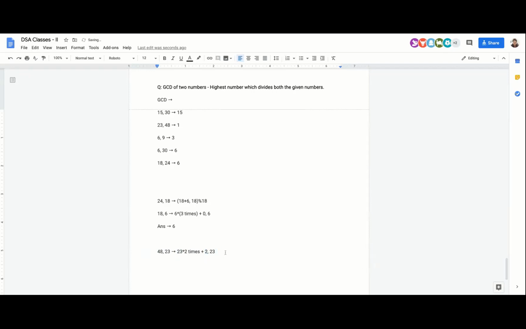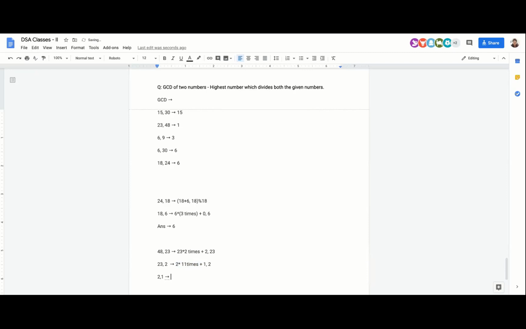So I'll find the GCD between 23 and 2. Now how can I write 23? I can write 23 as 2 into 11 times plus 1. And I can write 2 as 2 itself. Now this number is divisible by 2 for sure, but this 1 is not divisible by 2. So I need to find a number which divides this number as well as this number. So I'll write 2 comma 1 here.